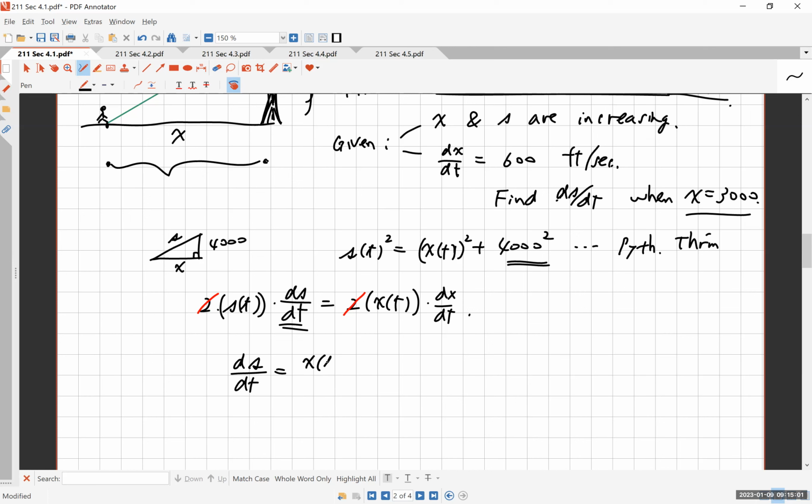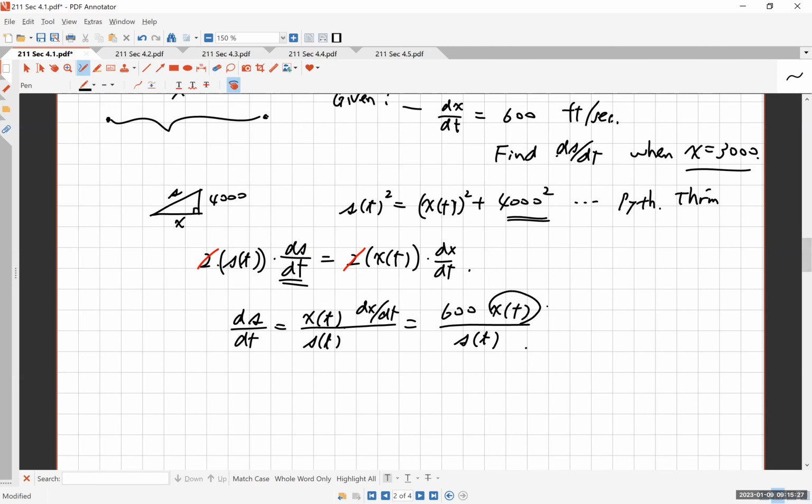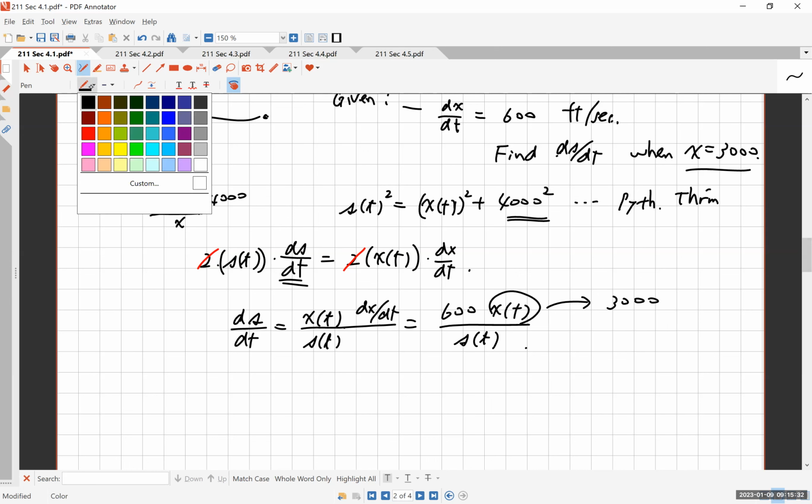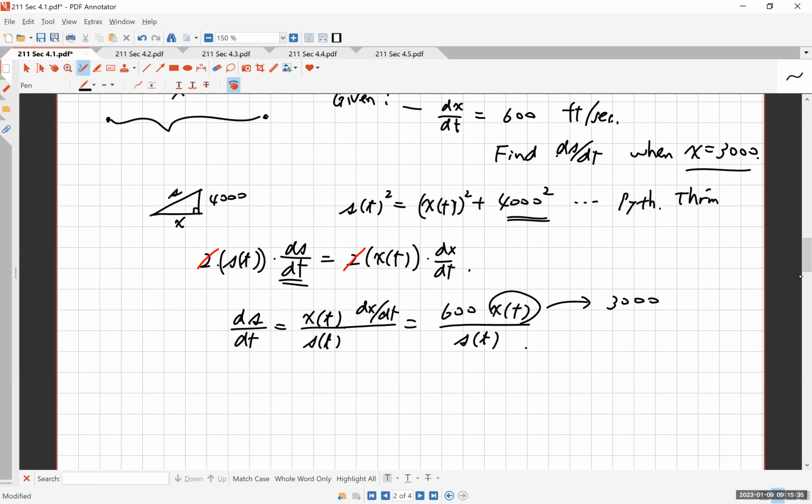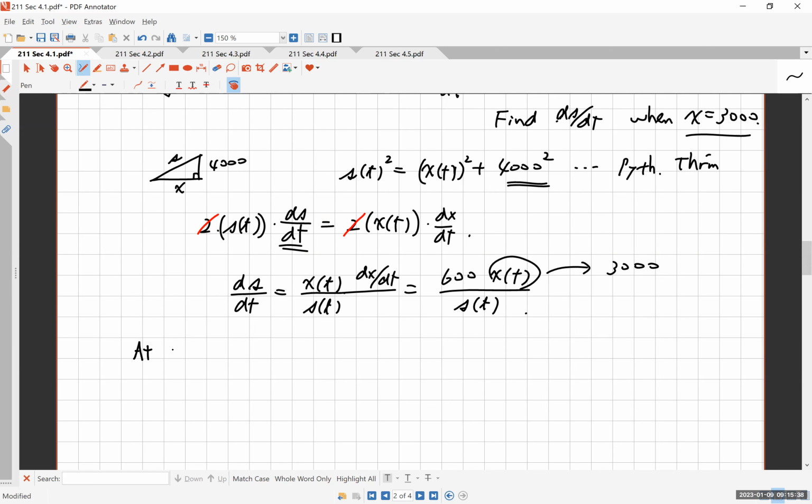Let's divide both sides by s, and so you have x over s times dx/dt. Now this dx/dt is given, and so dx/dt is constant at 600. And so the question really becomes this: now we have two unknowns on the right-hand side. We are given that x is 3,000 at the point in time in question. We don't have s, so we need to find it.